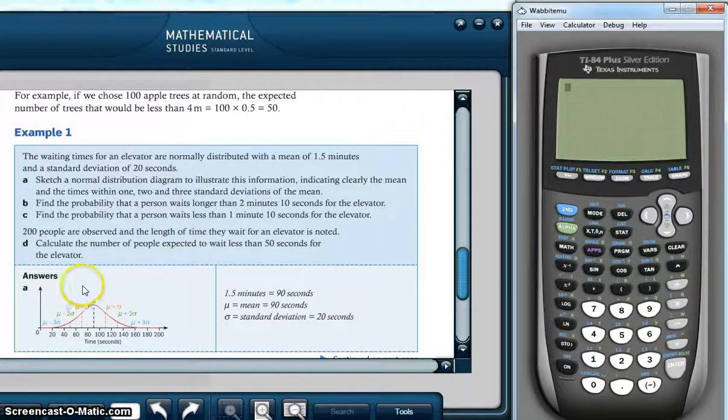You can see here that they've drawn the distribution for you. The mean is right here at 90. And then they have 1 standard deviation, 2 standard deviations, and 3 standard deviations in both directions. So I'll leave that at that. What I'm going to do is jump to the second part, find the probability that a person waits longer than 2 minutes and 10 seconds. So that would be 60 times 2, 120 plus 10 is 130 seconds.